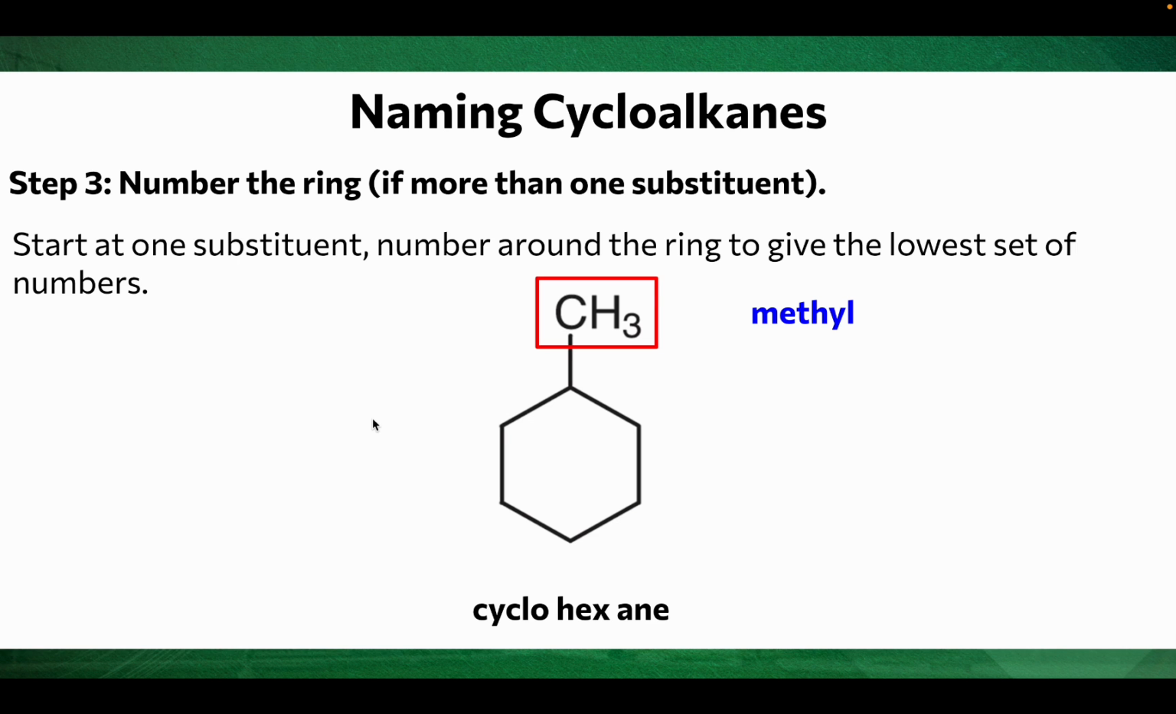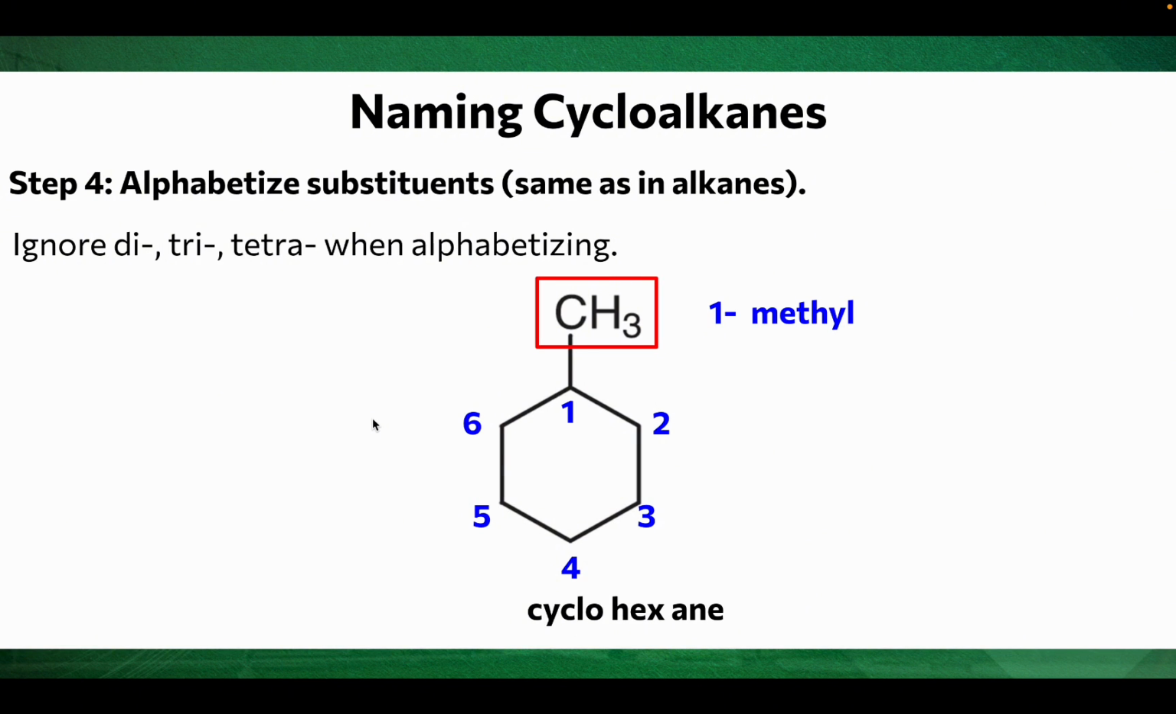Step 3, number the ring. If the ring has only 1 substituent, you start there. So that would be 1, 2, 3, 4, 5, 6, and methyl would be 1 methyl. Step 4, alphabetize the substituents, same as with alkanes. So that will be methylcyclohexane. In the final name, because you only have 1 substituent, you don't write 1. It's implied that it's 1 because you only have 1 substituent.